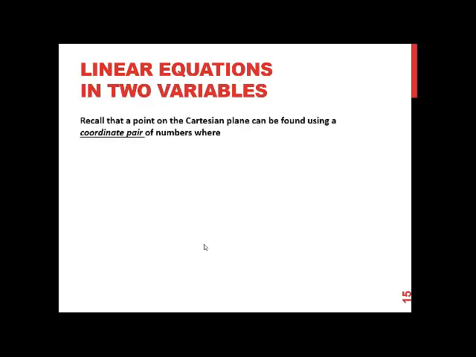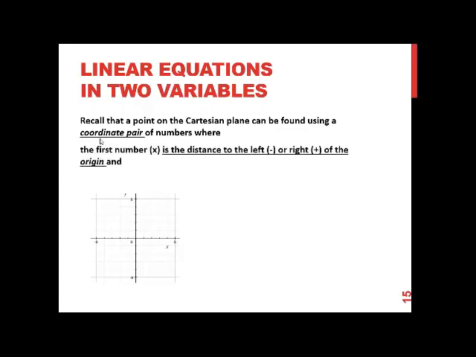Alright, linear equations in two variables. Recall that any point on the Cartesian plane can be found using a coordinate pair of numbers, where the first value, which we call x, is the distance to the left or the right of the origin. You notice this is x, this is the x-axis.